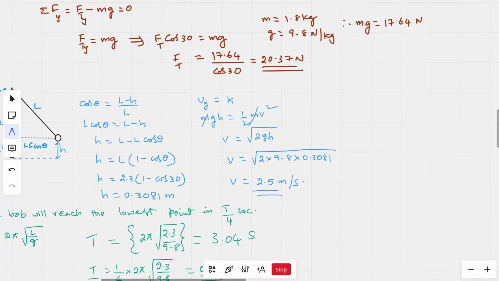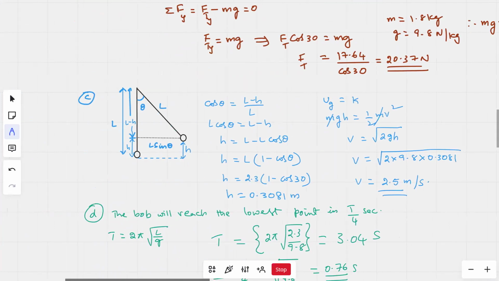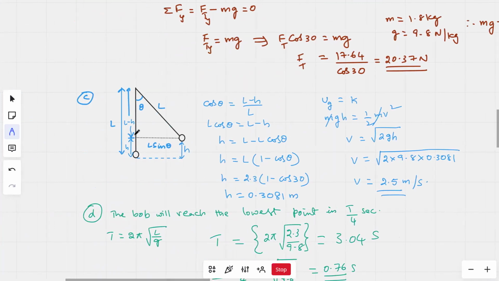Next thing is we have to find out the velocity at the lowest point. For that, we will take the energy component into consideration. We know the total energy of the system is constant. Therefore, the bob has gravitational potential energy at this point, and then it has the kinetic energy at this point. Therefore, the entire gravitational potential energy becomes kinetic energy by the time it reaches here. At this point, it has only gravitational potential energy.